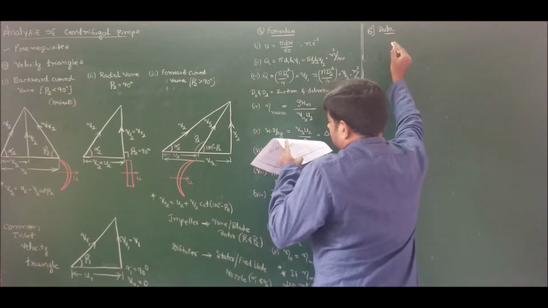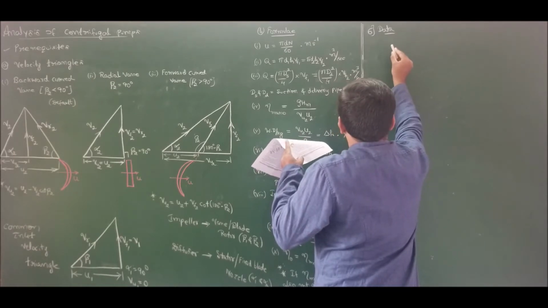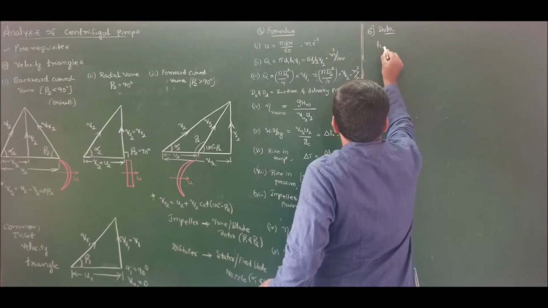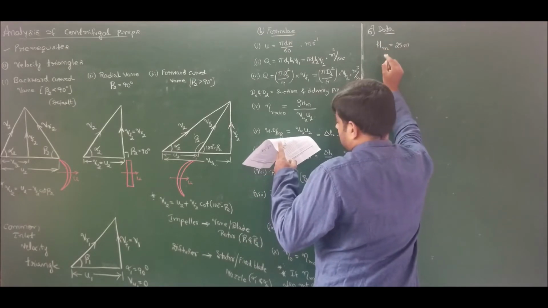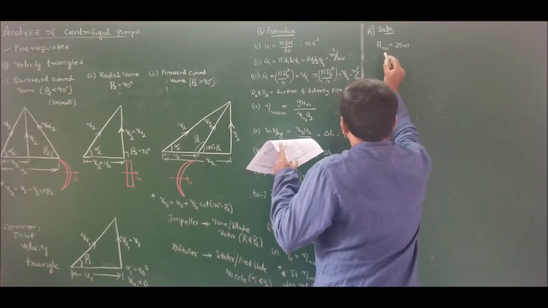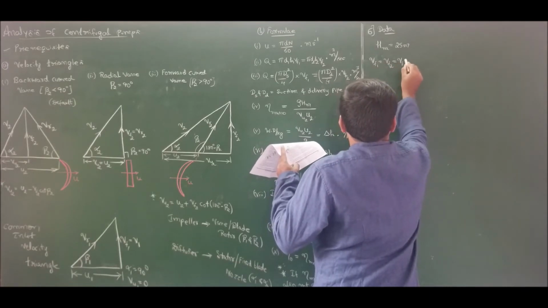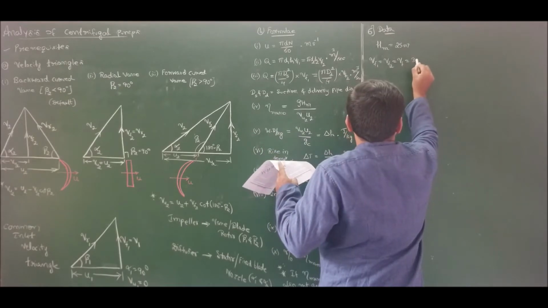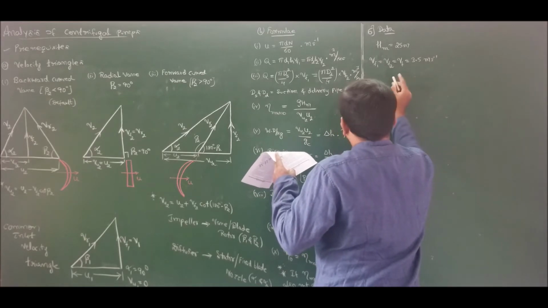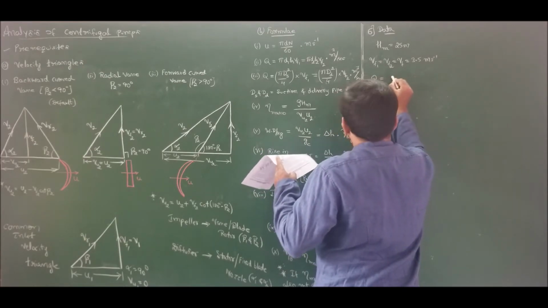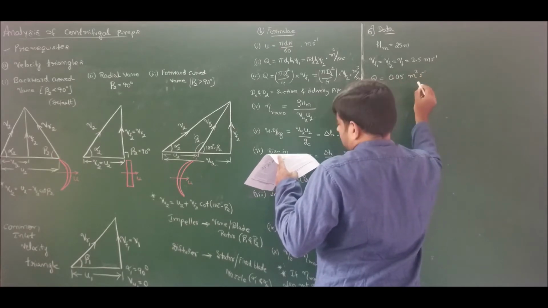The problem has the data: the centrifugal pump delivers water against a head of 25 meters. That is, he has specified the manometric head, HM, which is 25 meters. The radial velocity of flow is constant, so therefore Vf1 is equal to Vf2, all equal to Vf, which is 3.5 meters per second. The flow rate of water, that is discharge Q, is specified as 0.05 meter cube per second.